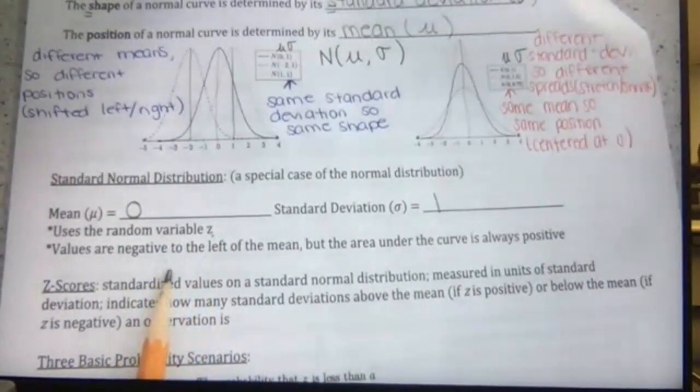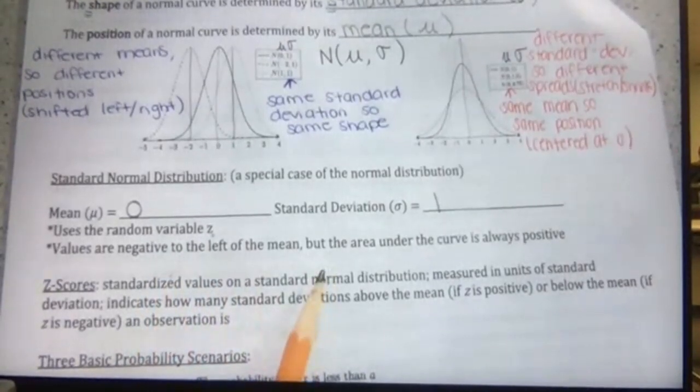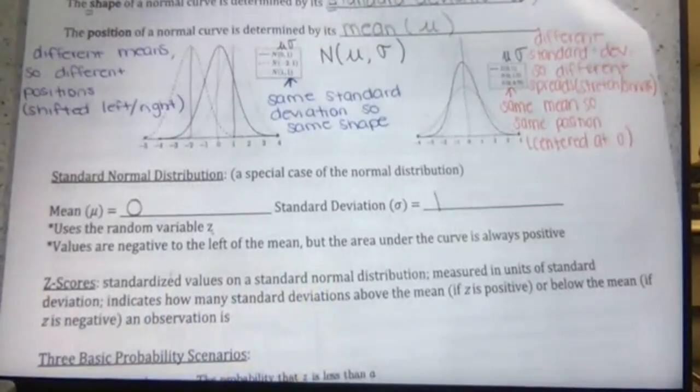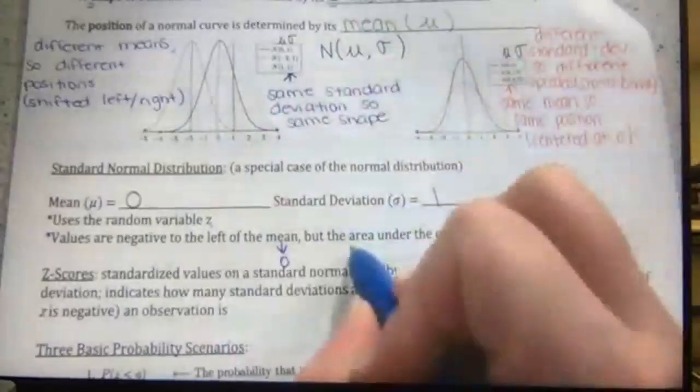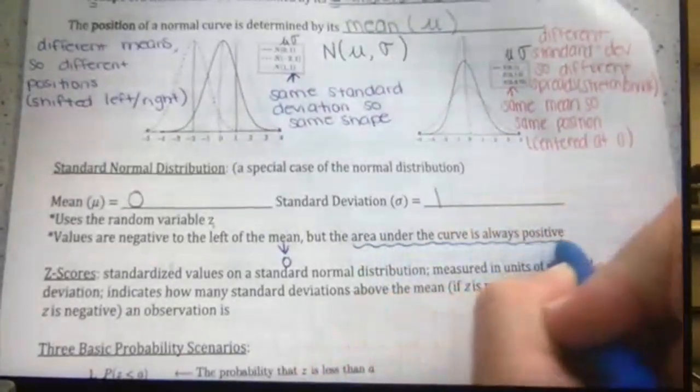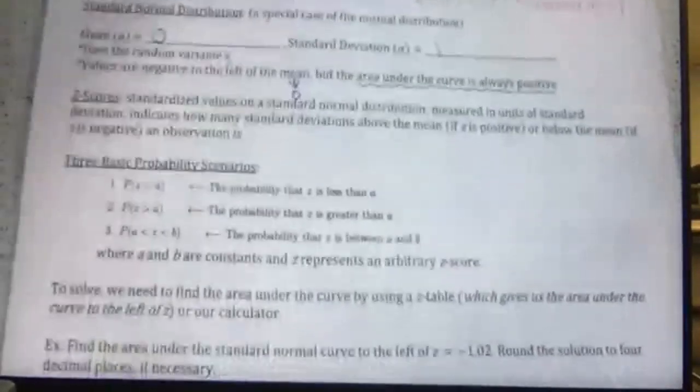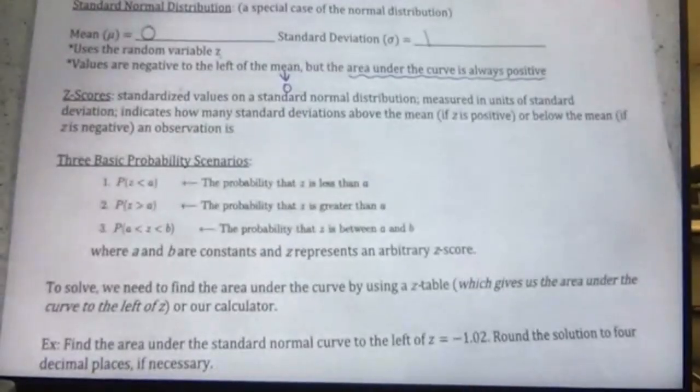Values that are negative are to the left of the mean, because the mean is 0, so to the left of 0 are negatives. But the area under the curve is always positive, no matter what. So let me just write that down. Remember, our mean is 0, and the area under the curve is always positive. Area in general is always positive.